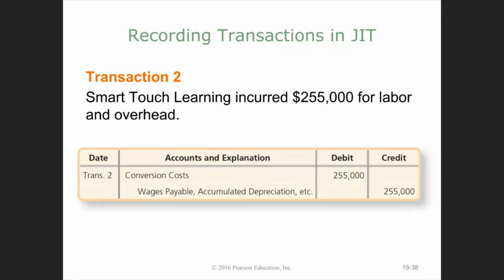So here we have Smart Touch Learning incurred $255,000 for labor and overhead. And to record that, we show we are debiting our conversion costs and we're crediting our wages payable and accumulated depreciation accounts.